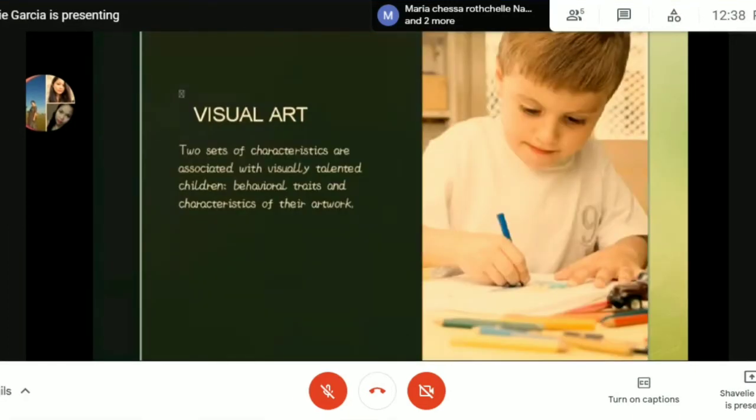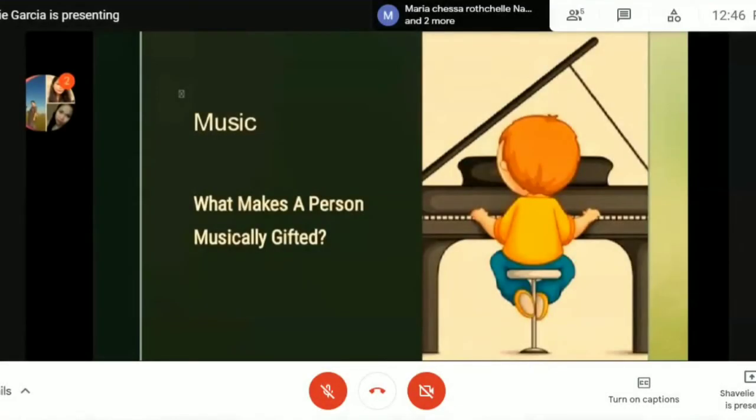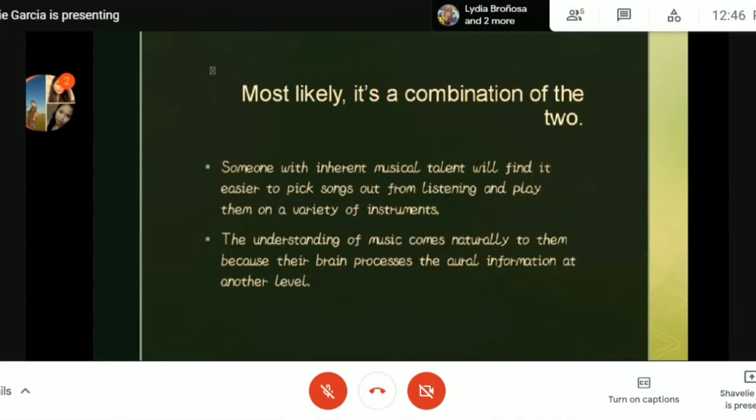We have visual art. Two sets of characteristics are associated with visually talented children. We have behavioral traits and characteristics of their artwork. So we have here music. What makes a person musically gifted? Most likely, it is a combination of the two.